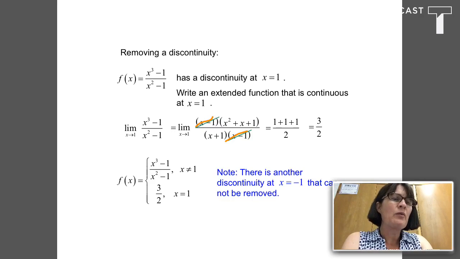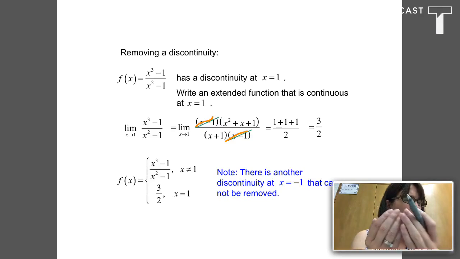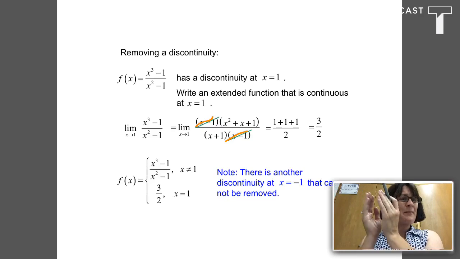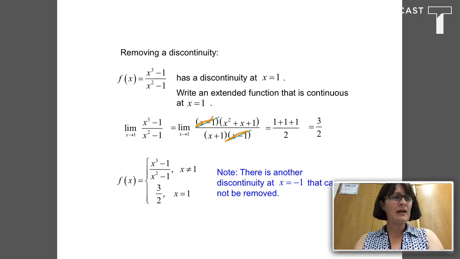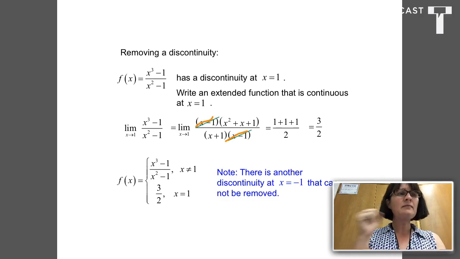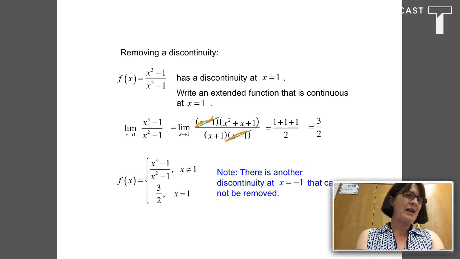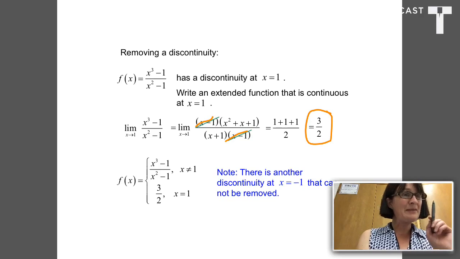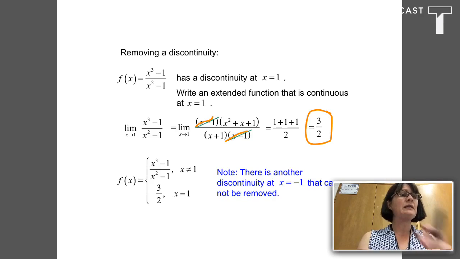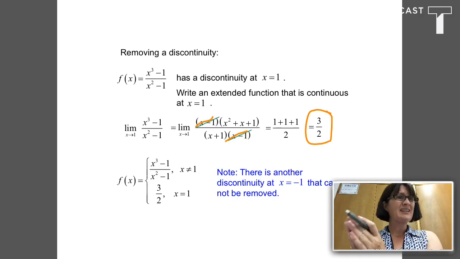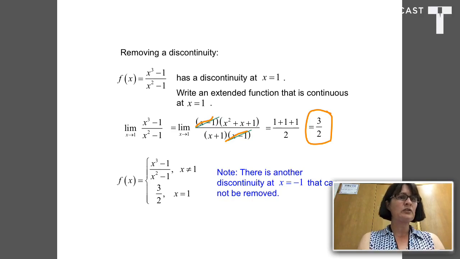So the limit, I want the limit as x approaches 1 of the same function, because that's what continuity means. My function is going to be continuous if the limit from the left equals the limit from the right, and that's equal to the function value. So the limit from the left and the limit from the right, now I can find, happens to be 3 over 2. That means I need my function value when x equals 1 to be 3 over 2. I need the limit to exist, and I need the limit to equal the function value.